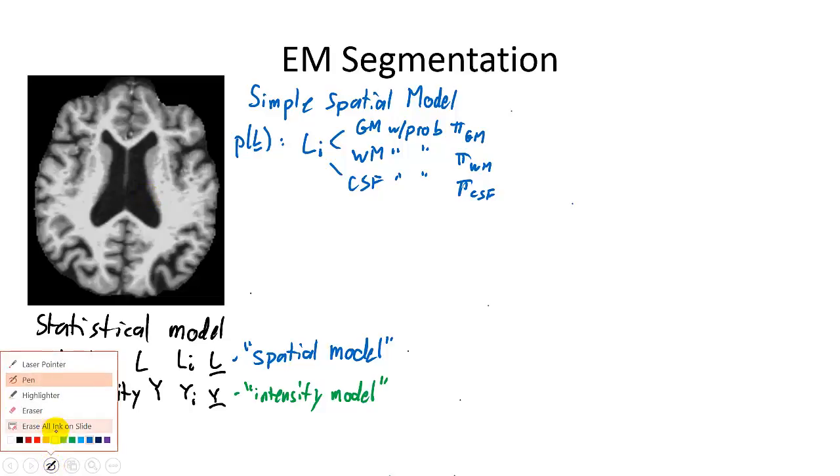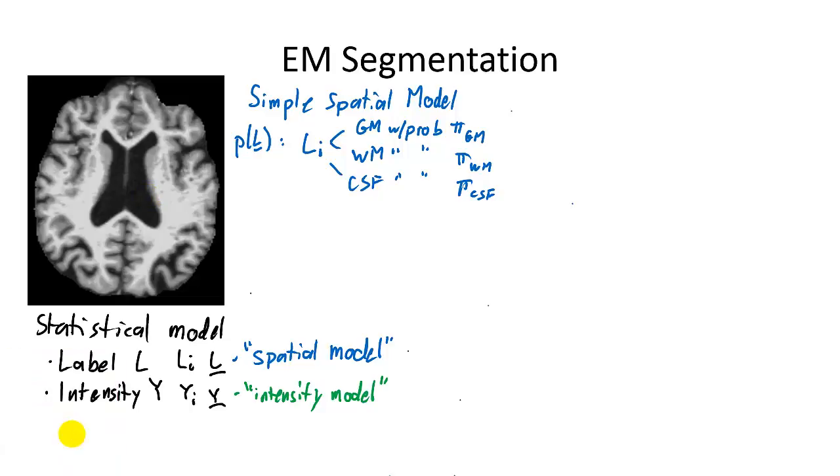Now, what about the intensity model? The intensity model will assume each voxel's intensity is generated from its label. So the intensity model tells us how to get Y from L. And just as above, we're going to assume that they're all conditionally independent.